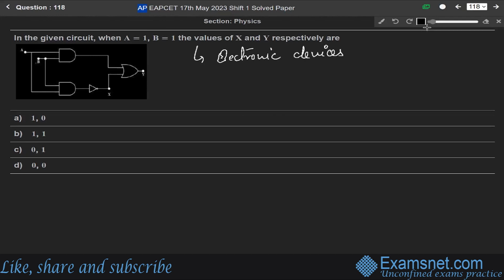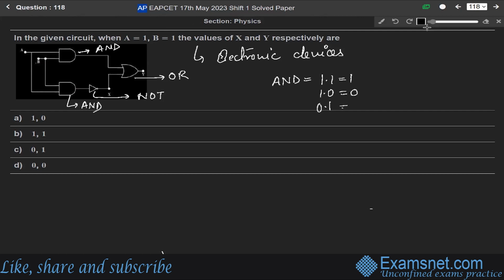Okay. Now in the circuit diagram, this is an AND gate. This is also an AND gate. This is a NOT gate, means inverse gate, and this is an OR gate, means addition. What AND gates do is just multiply the digits. Okay, means if there is 1.1, it will be 1, 1.0 will be 0, 0.1 will be 0, 0.0 will be 0.